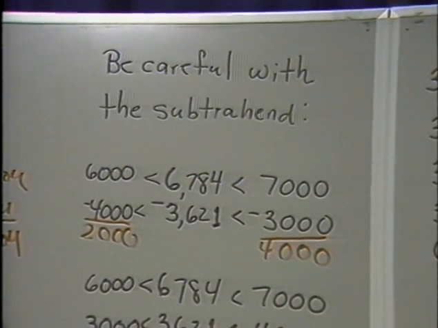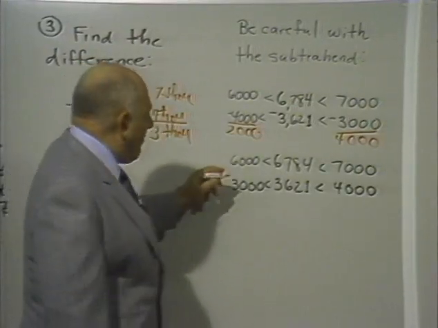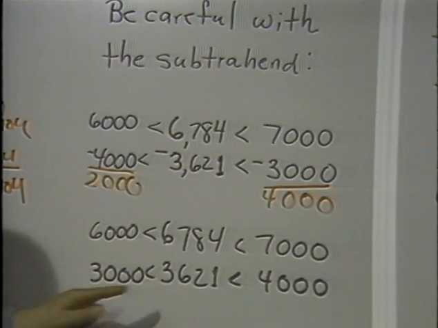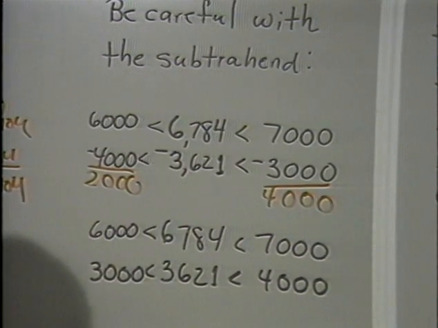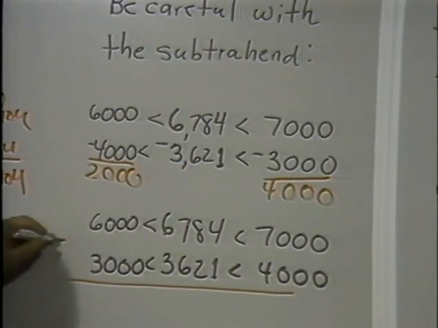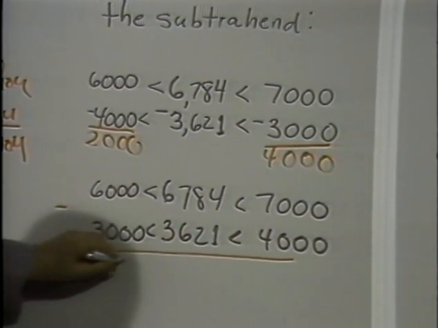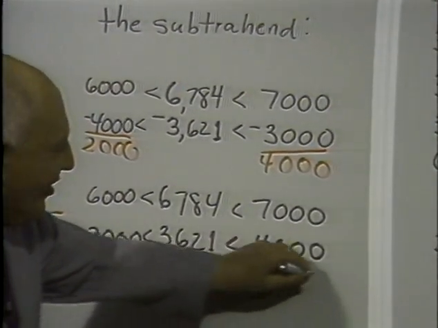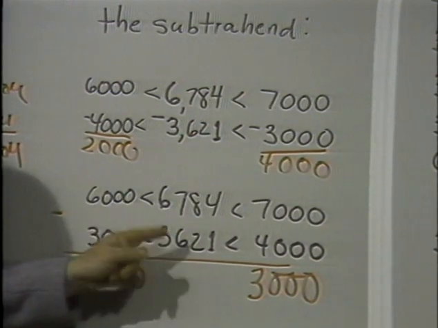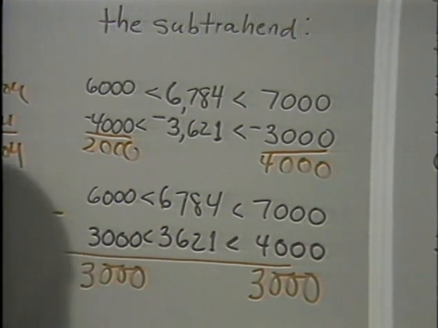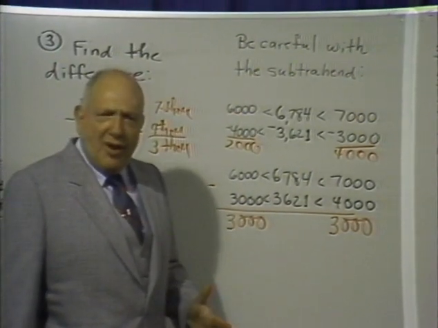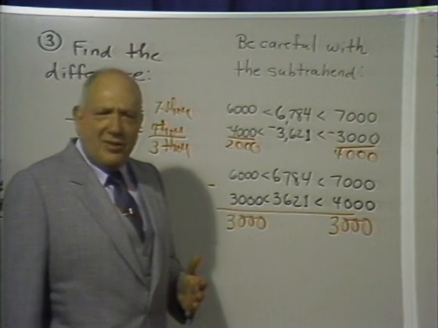You see, if we did this the same way as we added, look what would happen over here. We'd say, okay, this number is between 6,000 and 7,000. This number is between 3,000 and 4,000. Now we'll subtract. 6,000 take away 3,000 is 3,000. 7,000 take away 4,000 is 3,000. And now we say to somebody, whatever the answer is, it's got to be more than 3,000, but less than 3,000. That's insane. It doesn't make sense. How can something be more than 3,000 and at the same time be less than 3,000?